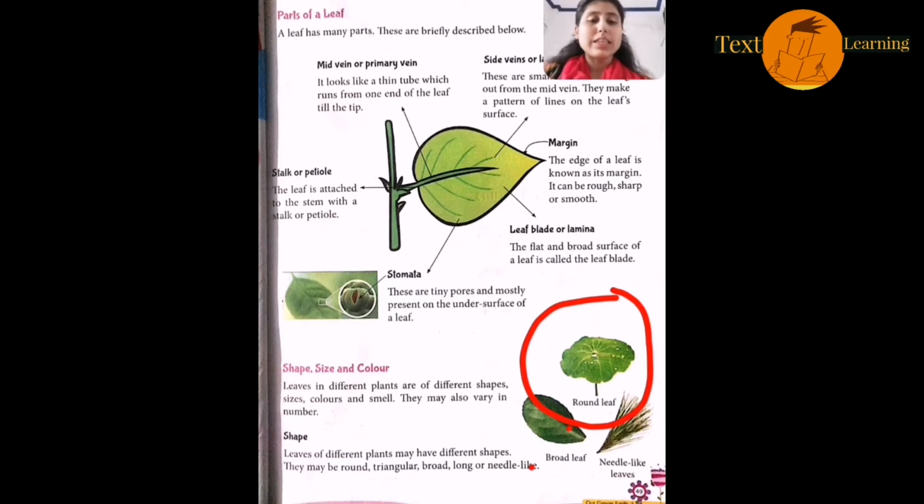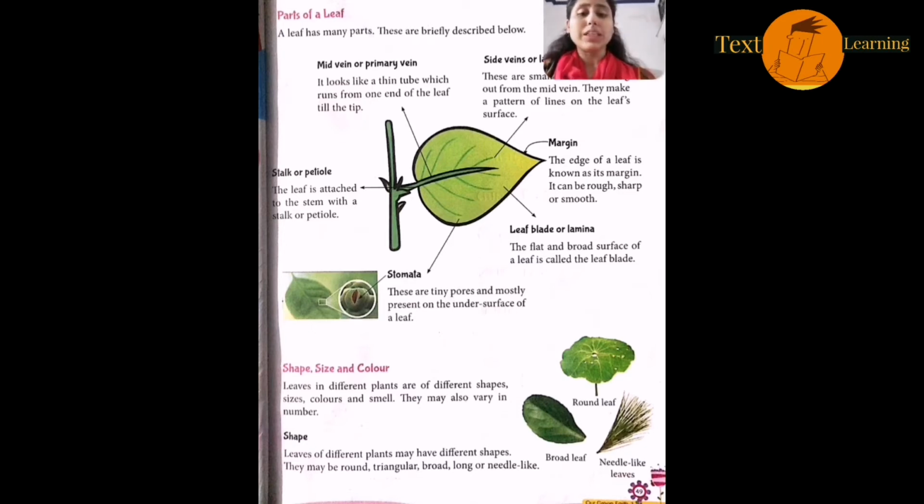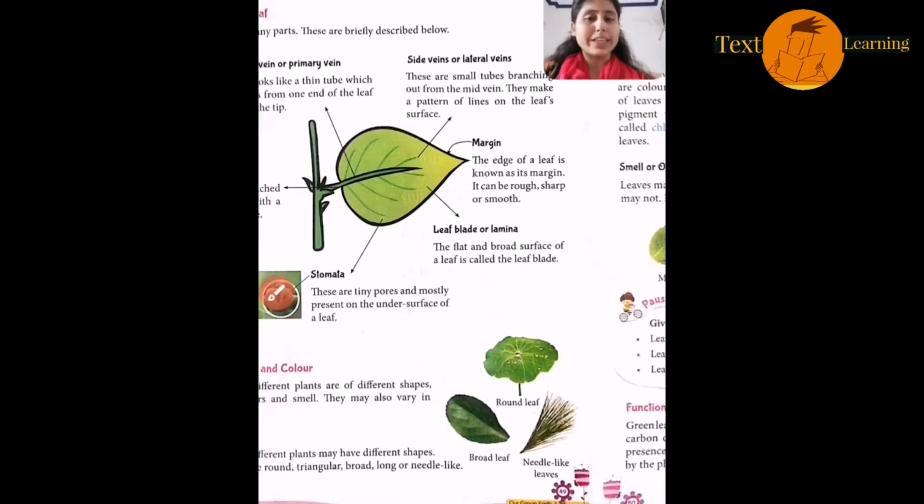needle like. See, needle like leaves. Yes, this is needle like leaf, which is very thin from the end side. You can see the broad leaf. You must have seen some plants at our home that have broad leaf. So we can say that all the plants are having different shapes of leaf. It can be round, triangular, broad, long, and needle like shape. Now move to next page.